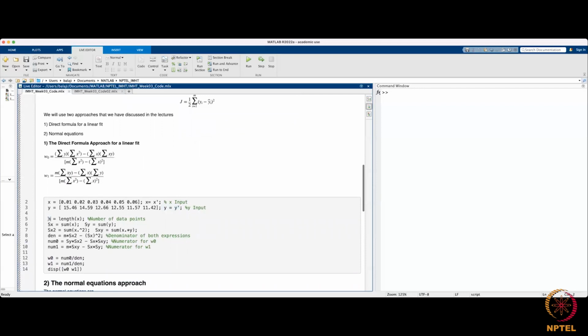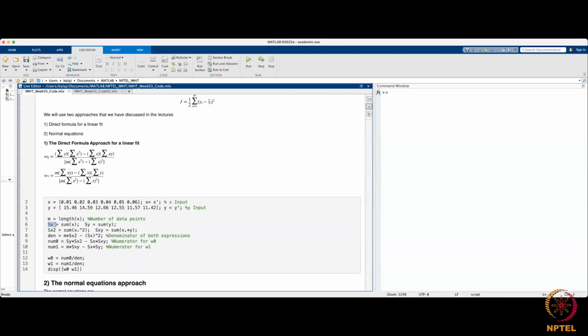M here is the number of data points. You can see this in the formula also. MATLAB allows this. You give a vector x, it will calculate m. M would have been calculated to be 6. I will show it to you once we run the program.